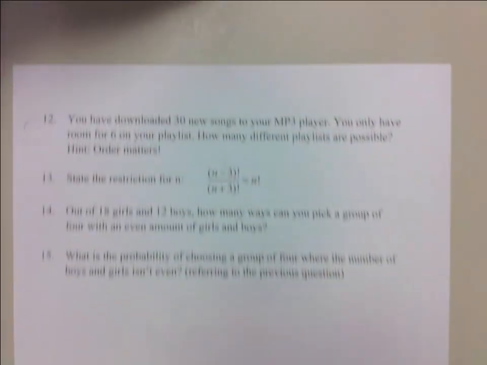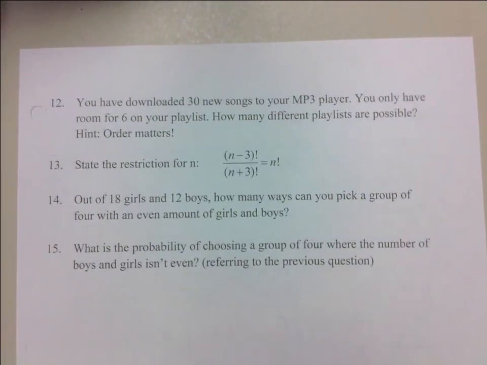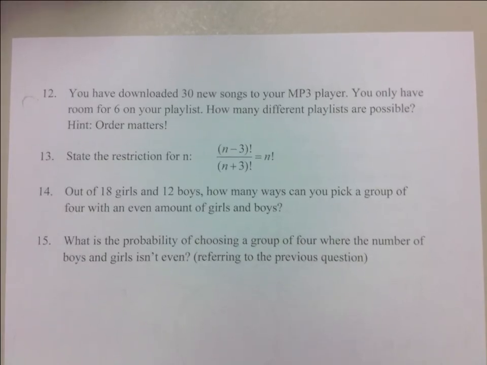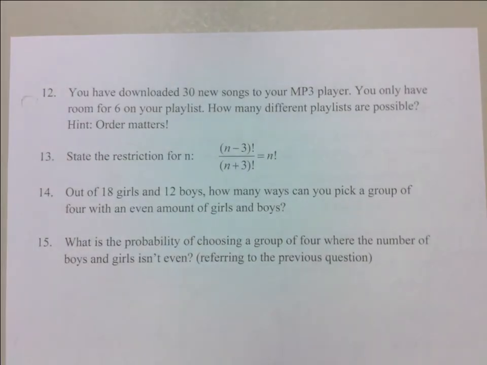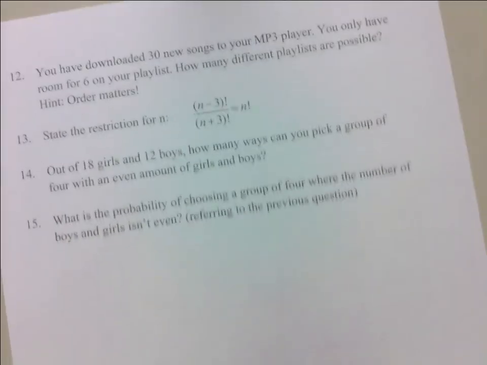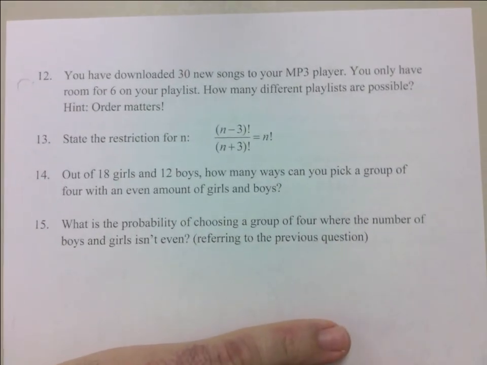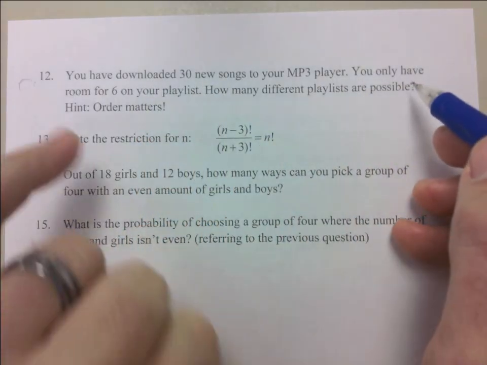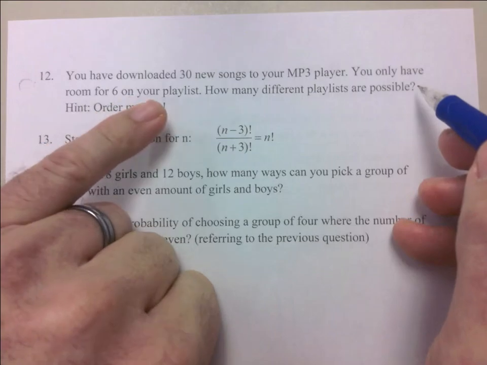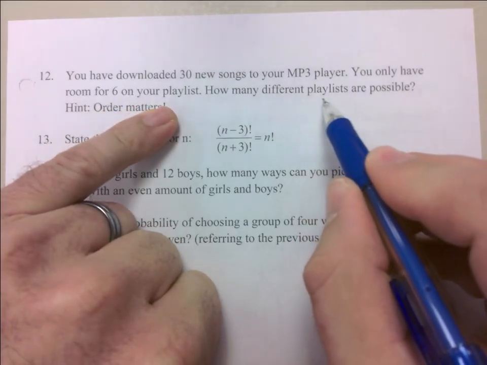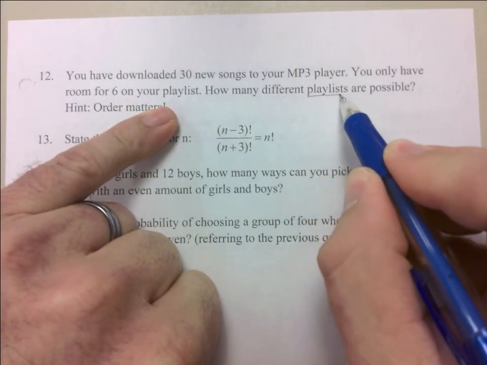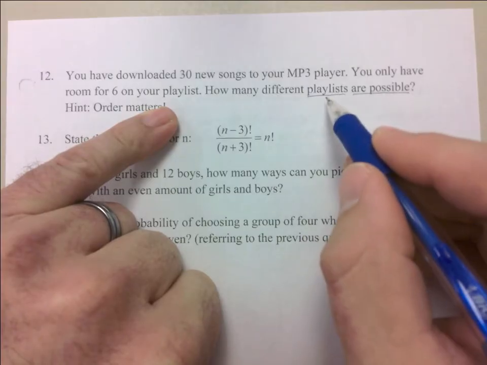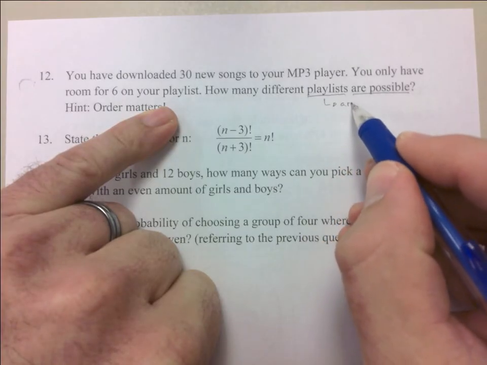You downloaded 30 new songs on your MP3 players. You're like, what is that, right? What is an MP3 player? Used to be the cool thing we used to have to listen to music. Music only, nothing else. You have downloaded 30 new songs, and you have room for 6 on your playlist. How many different playlists are possible? You are arranging.